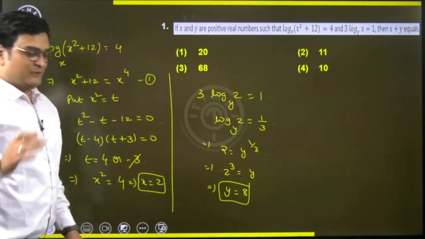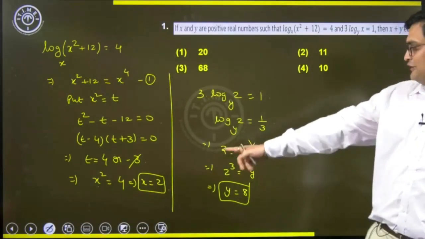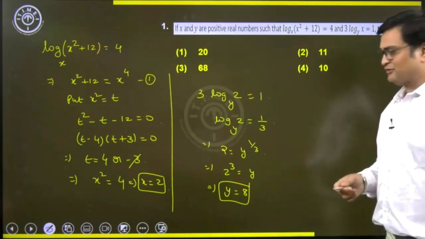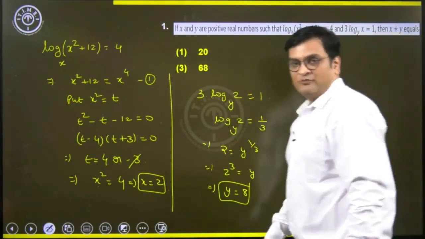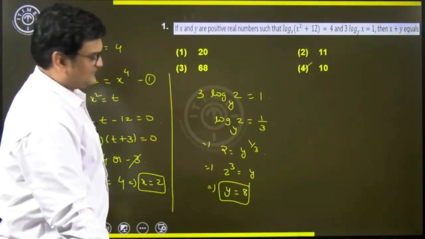Now, after following the due process of dealing with the logarithmic equation, we get to know the value of x and also y. And what is the question? The question is x plus y is how much? So, clearly we can see 2 plus 8 is going to give us 10. So, option choice 4 in this particular slide will be the correct answer.